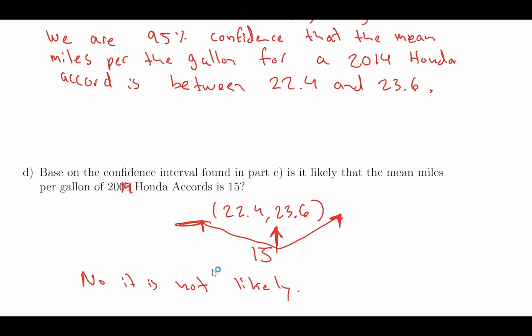So we say no, it's not likely, because it doesn't fall within this interval. If it were the true mean, that 15 would most likely have fallen between those two numbers. But since it doesn't, we're more suspicious, saying maybe it's not true. All right, but that's it for that one. Any question in regard to the last one? All righty then.